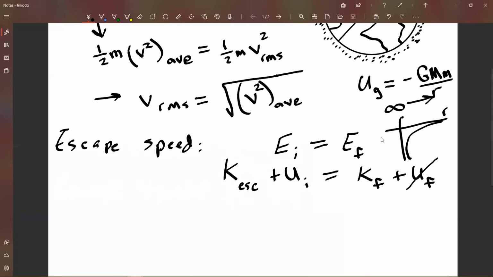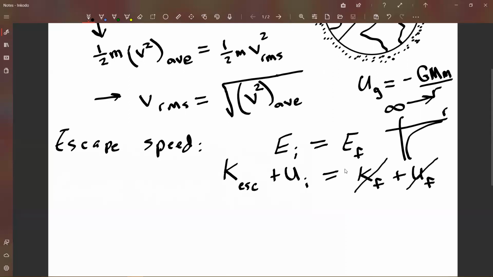Now, the idea is if you launch it just barely fast enough to escape, then once it gets infinitely far from Earth, it's got no leftover kinetic energy. It just barely got to the finish line. So the final kinetic energy is 0. Now, if you launched it faster than escape speed, then once your projectile gets 1,000 times as far from the Earth as the Earth's diameter, you'd still have leftover kinetic energy. So not only did you escape, you're still moving fairly quickly, but we just want the cutoff point, the absolute bare minimum of energy required to escape.